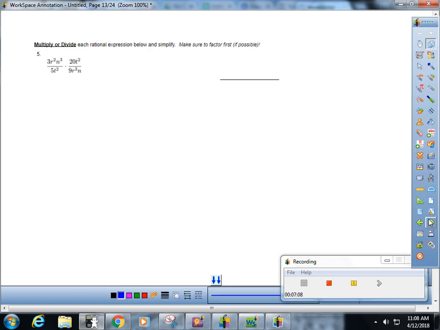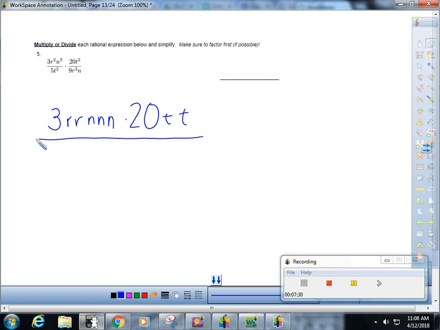All right, number 5. We're still in multiplication, and this one's a little bit different. This has been helping people, so I'm going to write it like this. 3r n times 20 t. Okay? All divided by 5t times 9r n. Okay, first let's simplify the numbers.